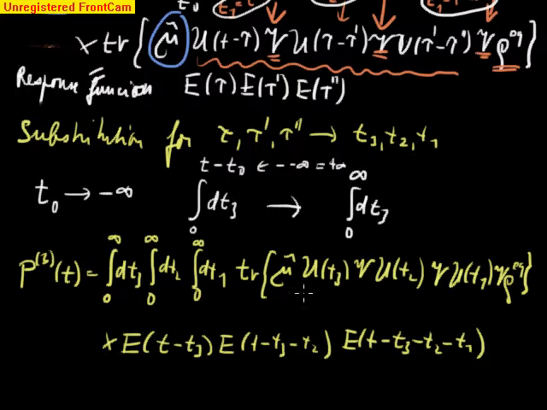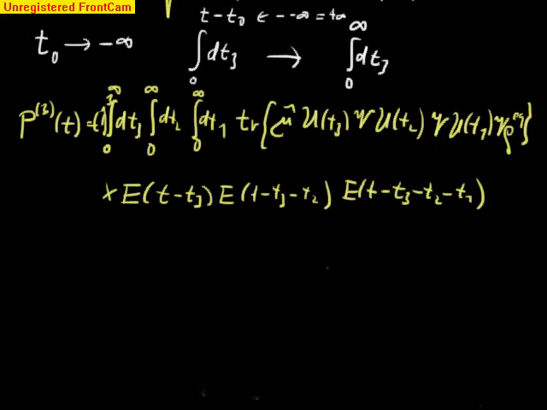So out of here we can already define, and we forgot i to the power of i to the third power, out of this we can already define the third order response function as a function of t3, t2 and t1. That is equal to i to the third power.